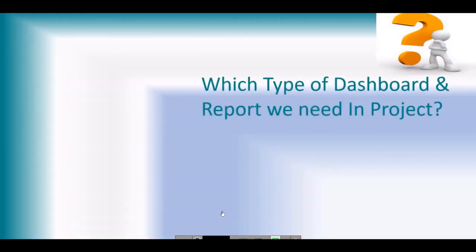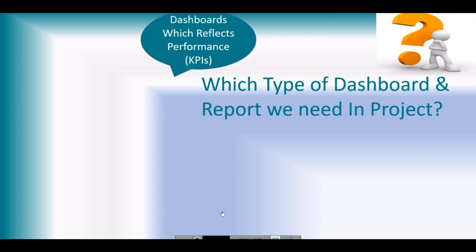Which type of dashboards and reports do we need in a project? There are several possibilities. There can be so many things in the dashboard, so much information available. So which type of dashboards and reports do we need in a project? These are the standard reports. You will find such a reporting system everywhere. A dashboard which reflects performance, definitely. A system which gives me the KPI, key performance indicator, which tells me what is good, what is not good, and whether things are really going to happen in the same way or not. So we want a dashboard which reflects the KPI, which is the performance.